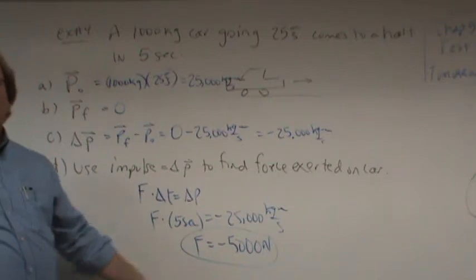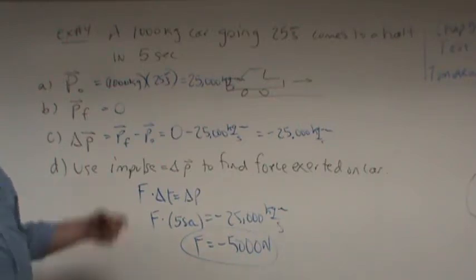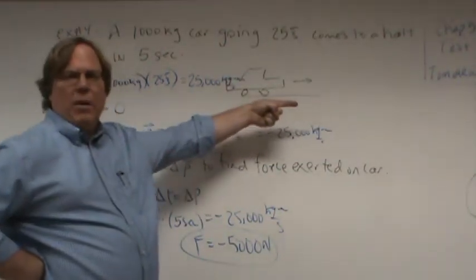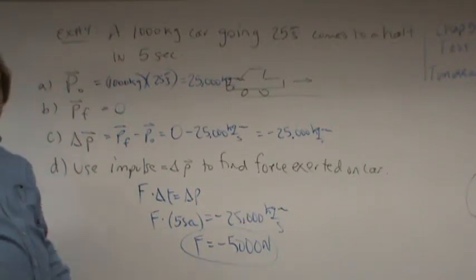Why is the force negative? Tell me more. What direction must that force be pointing? To the left. Yeah, to the left, correct? My car is going to the right, and the right is the positive direction. Then that force must be acting to the left to slow it down.